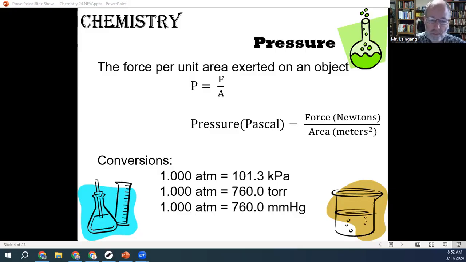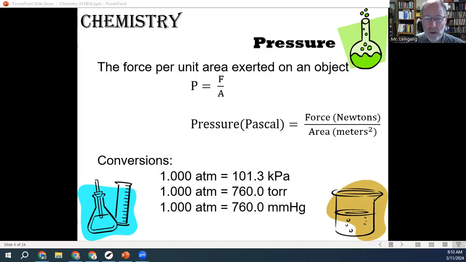That force pressing in on a certain area. The area is two sides multiplied by each other. So it can be square centimeters, square inches. In this case, because we're talking about science, we do things in metric. So it's square meters or meters squared. And those two units then are called a Pascal. Pascal is also named after a particular scientist who was working with these concepts.